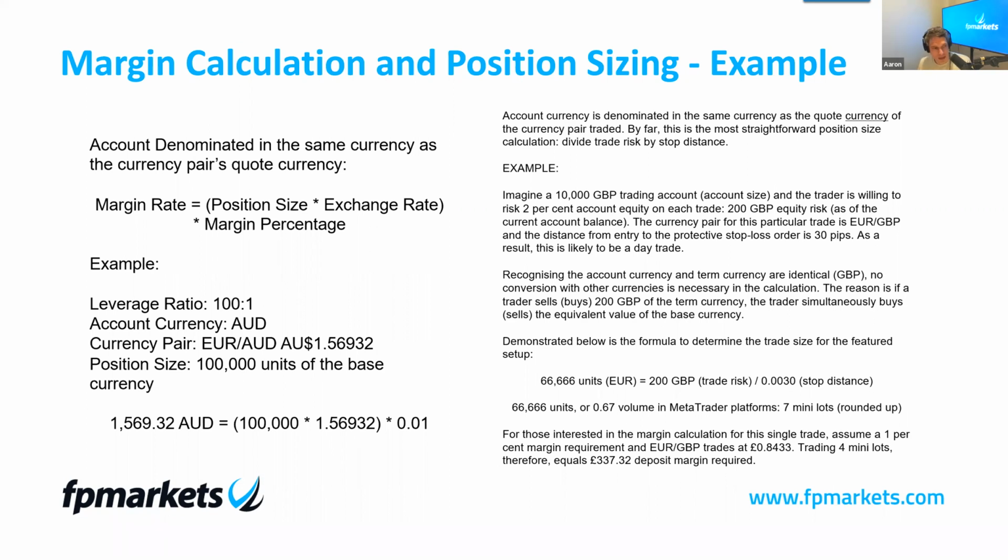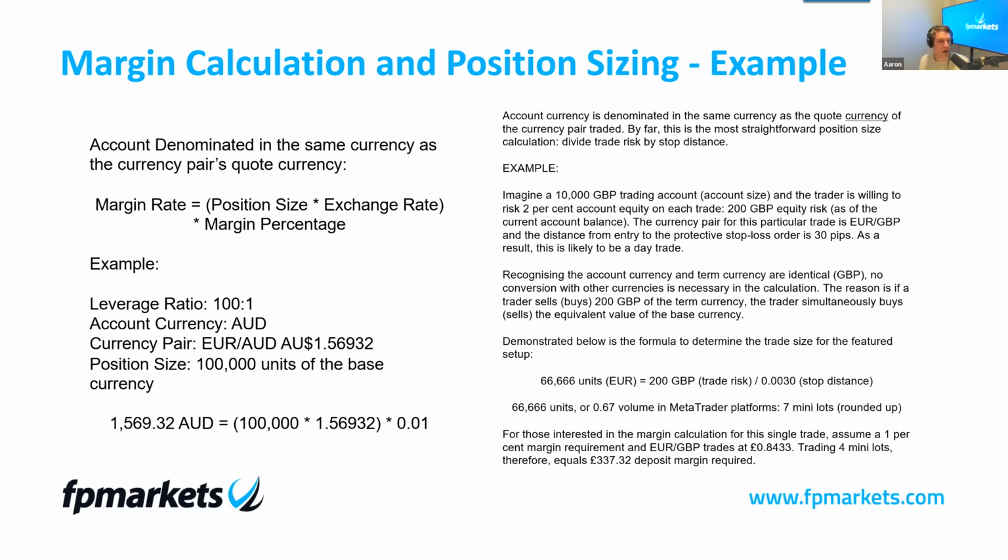Or in MetaTrader, you can round it higher or round it lower. That's totally up to you. But we've rounded it higher here, 0.67 volume in MetaTrader platforms, and that's 7 mini lots rounded up. So you will be risking slightly more than £200 if you round it up, of course.